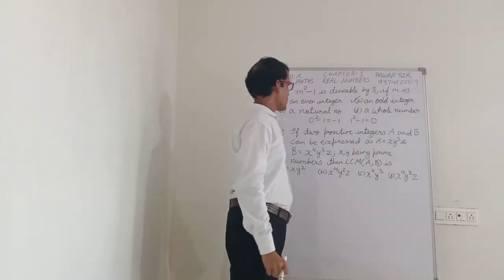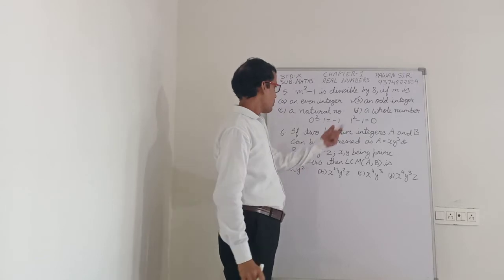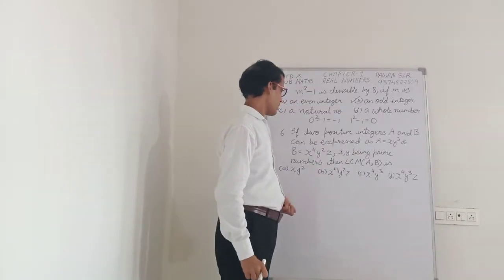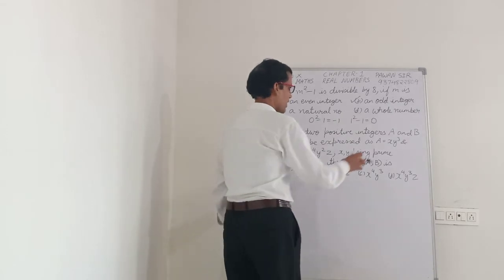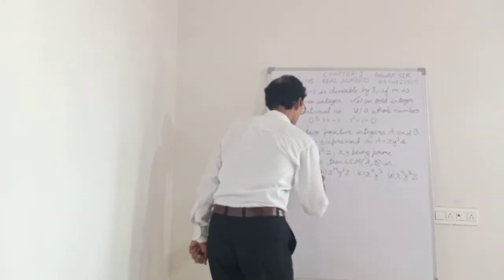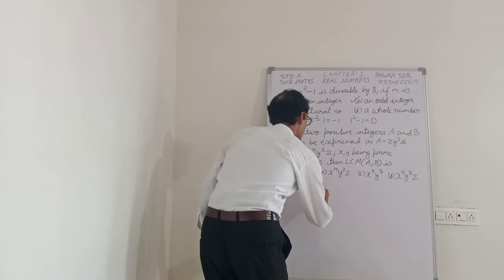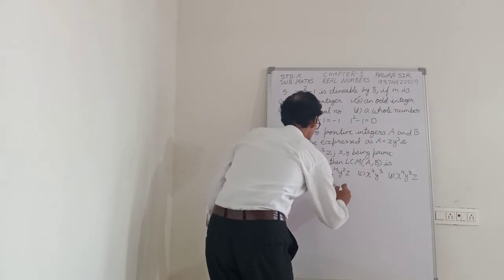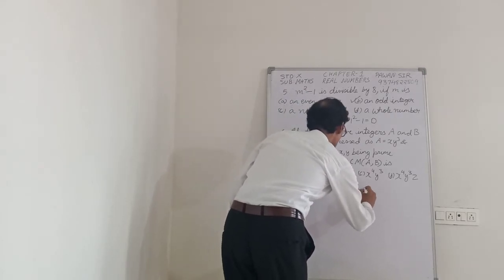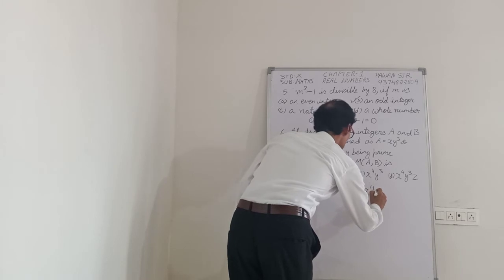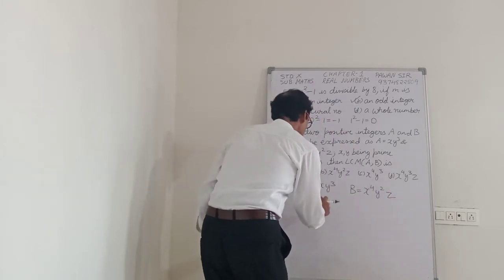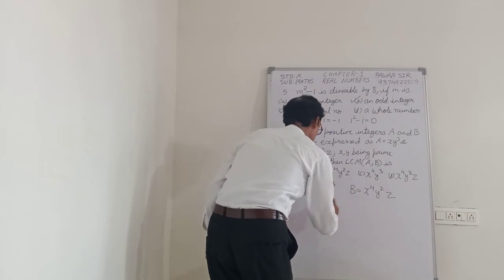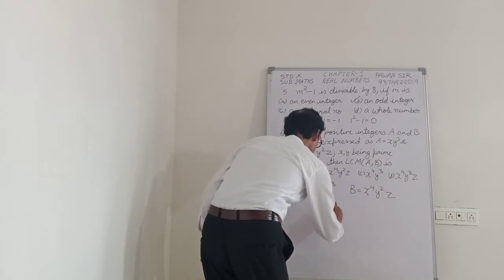Okay. Now sixth question. Two positive integers a and b are given. We have to find the LCM of a and b. What is a? a is x y cube. And what is b? x power 4, y square and z. So to find out the LCM, first write all variables. The variables are x, y and z.